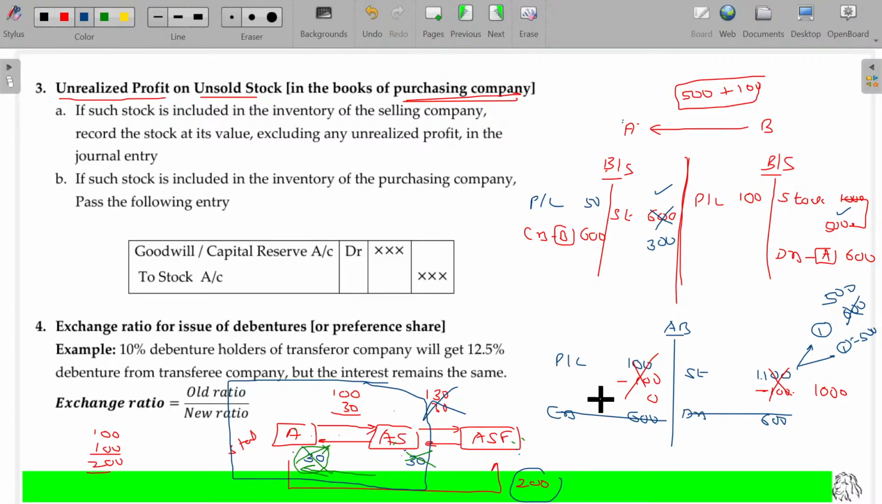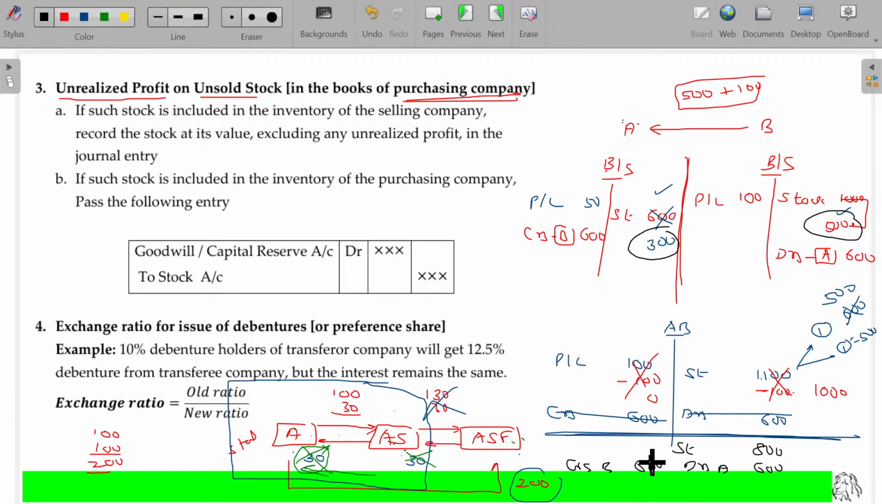Now on merger, what happens? Stocks being merged. How? 500 rupees and 300 rupees, 800 rupees, and debtors A 600, creditors B 600 rupees, and profit and loss being 100 plus 50, 150. Line by line addition. Now, what about the unrealized profit on this 800 rupees, sir?